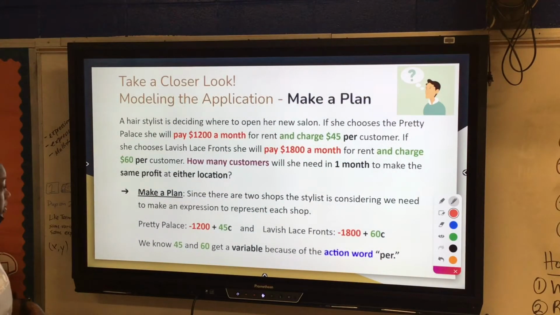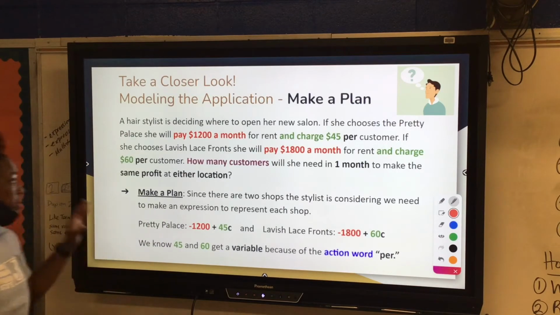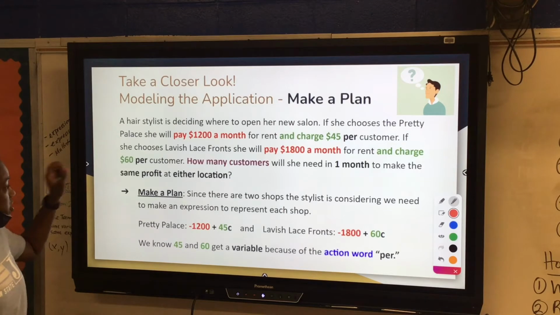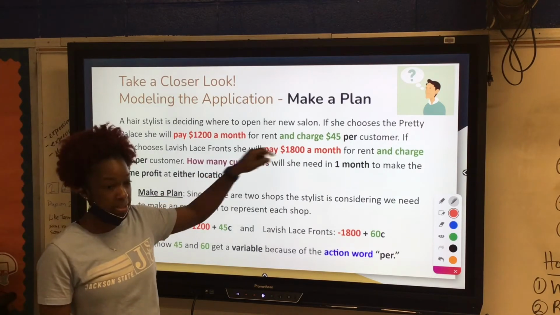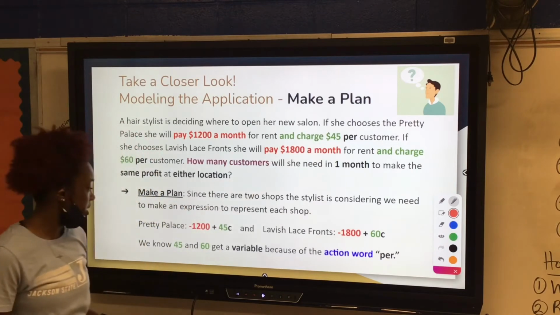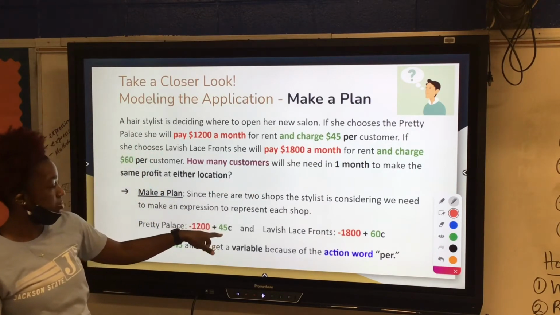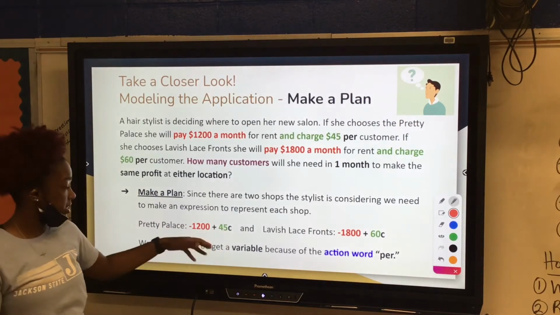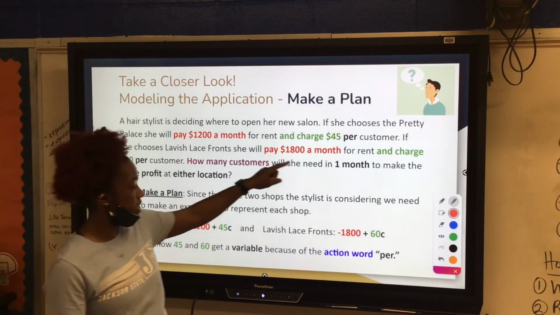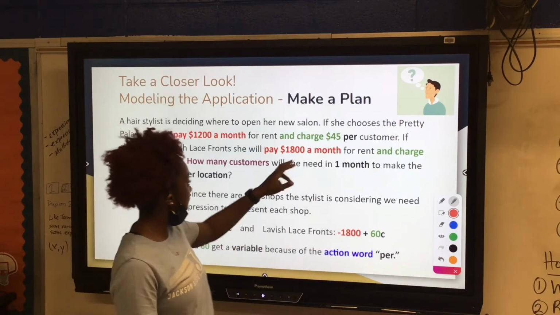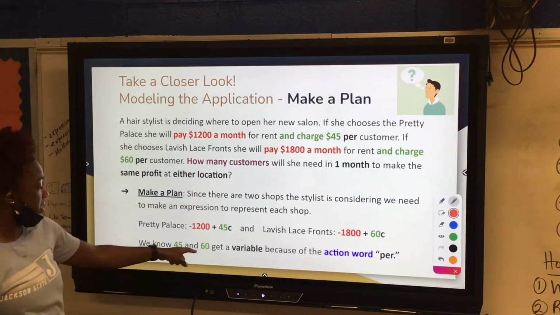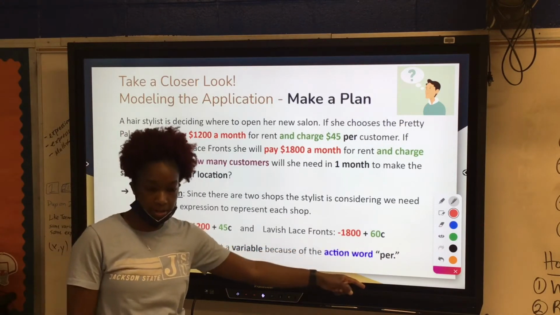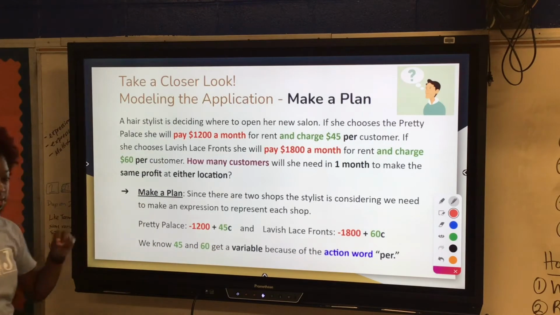So now we need to make a plan. Since there are two shops the stylist is considering, we need to make an expression to represent each shop. So how do we come up with our expression? Pretty Palace, the first thing they tell us is that she pays $1,200 a month, so that's negative. So that's minus 1200. And means to add. She charges $45 per customer, so we'll add 45 per customer. Per tells us that we need to multiply, okay? Because it's each. So for Lavish Lace Fronts, she has to pay $1,800 a month. That's negative, so we subtract it. And then we add $60 per customer, so that is 60C. Once again, we know 45 and 60 get a variable because of the action word per. Whenever you see per, get ready to place your variable right behind that number, okay?